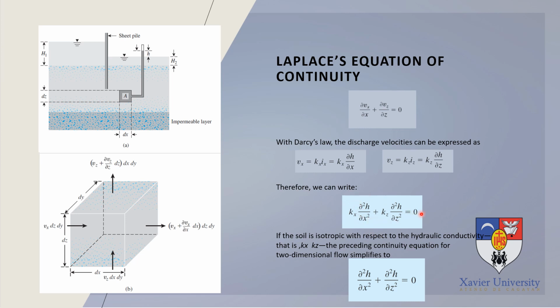So if the soil is isotropic with respect to the hydraulic conductivity, that is Kx and Kz are both equal to each other, this continuity equation for two-dimensional flow could be simplified to this one. So this is the final equation of continuity by Laplace.